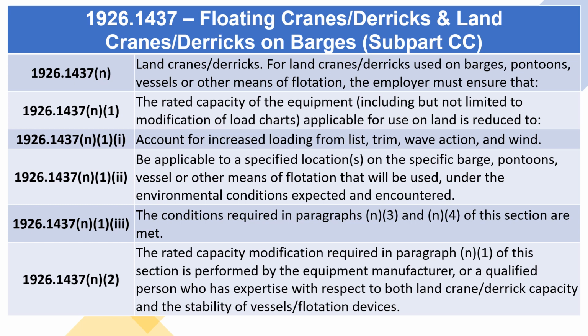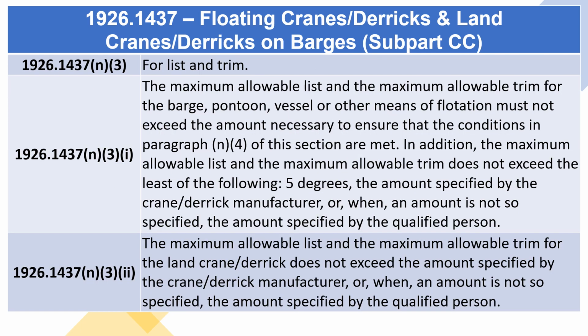1926.1437(N)(2). The rated capacity modification required in paragraph (N)(1) of this section is performed by the equipment manufacturer, or a qualified person who has expertise with respect to both land crane/derrick capacity and the stability of vessels/flotation devices. 1926.1437(N)(3). For list and trim. 1926.1437(N)(3)(i) and (N)(3)(ii). The maximum allowable list and the maximum allowable trim for the barge, pontoon, vessel, or other means of flotation must not exceed the amount necessary to ensure that the conditions in paragraph (N)(4) of this section are met.